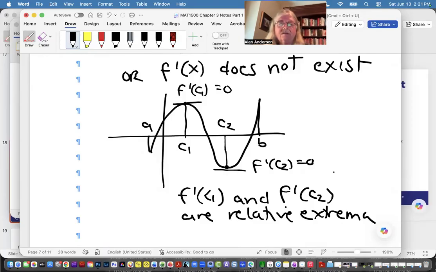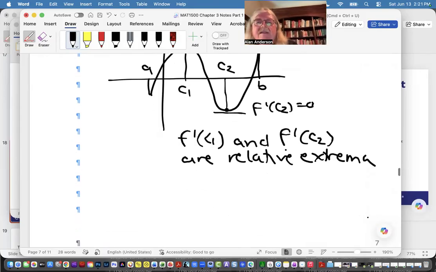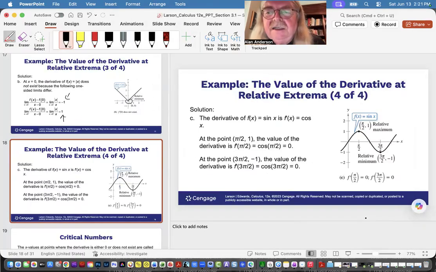But here it's enough to note that these are my 2 points at which I have, in one case, a relative maximum and the other a relative minimum, because the tangent line is flat, meaning that the first derivative is 0 at that point. Okay.